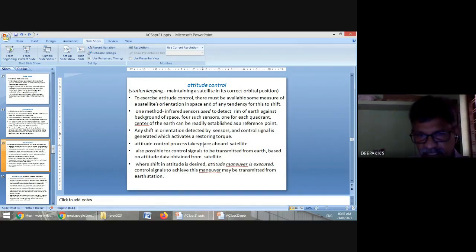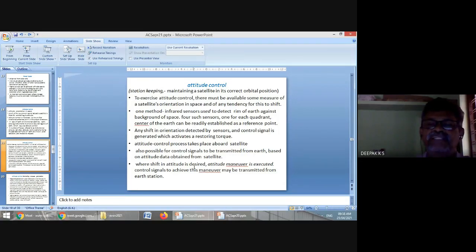This can take place aboard the satellite. The sensing as well as the restoring can be done within the satellite. The attitude control process takes place aboard the satellite. Also, it is possible for the control signal to be transmitted from Earth based on attitude data obtained from the satellite. It will not be fully aboard the satellite itself. Control signals can be transmitted from Earth based on attitude data obtained from the satellite as well.